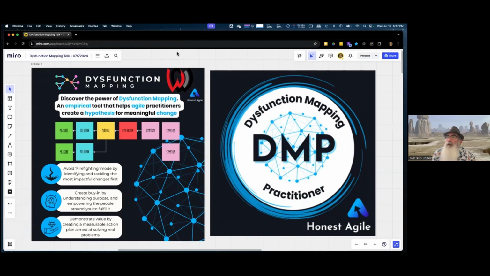Dysfunction mapping is a tool, but it is also a credential. It is a form of, I'm not going to say just root cause analysis, but an empirical form of applying root cause analysis and critical thinking. Let me speak clearly. After completing the course, there is a credential called the Dysfunction Mapping Practitioner that is issued and will be available on Credly, so you can add it to your CV, your resume, and so forth, and people can come back and look at it.